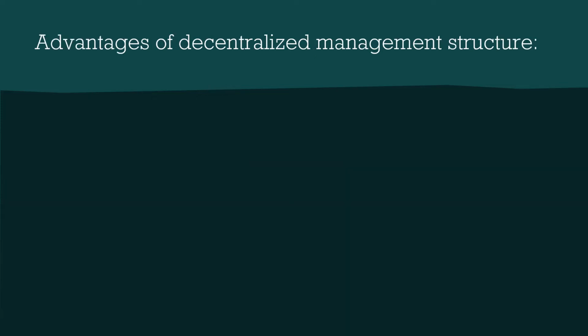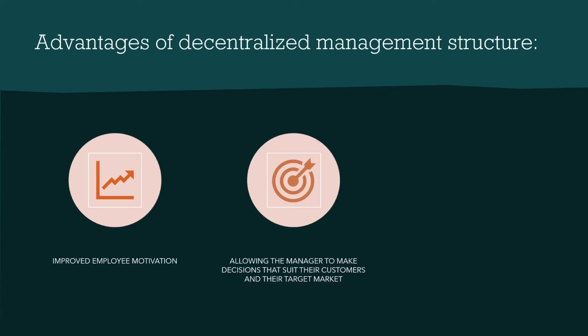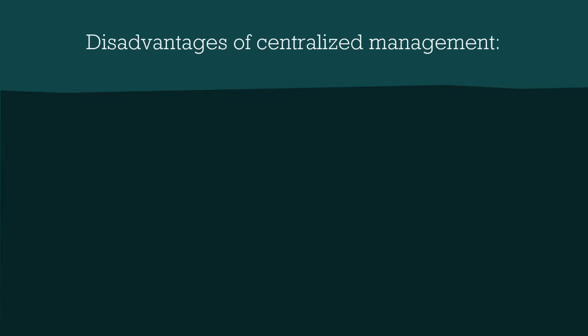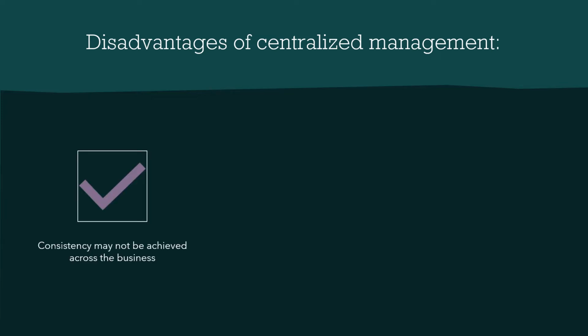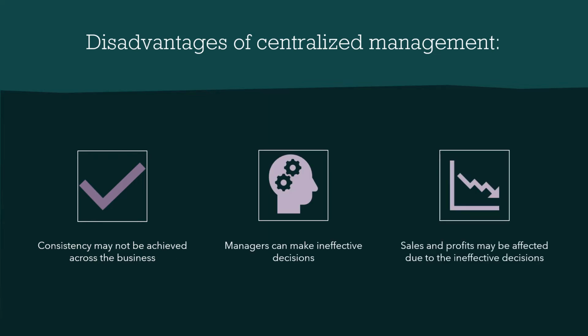What are the advantages of a decentralized management structure? It improves employee motivation. It allows the managers to make decisions that will suit their customers and their target market, and there's more responsibility for employees. However, what are the disadvantages of decentralized management? Consistency may not be achieved across the business. Managers can make ineffective decisions, and sales and profits may be affected due to ineffective decisions.